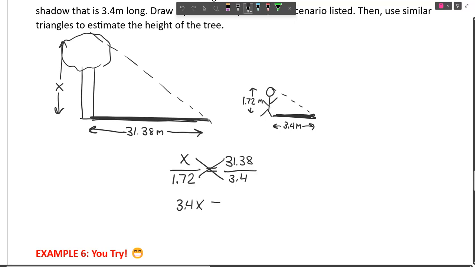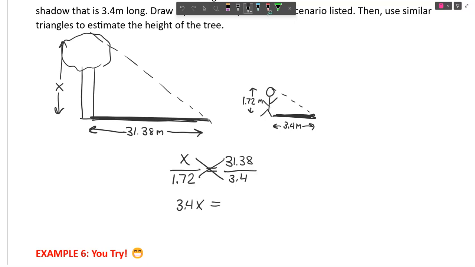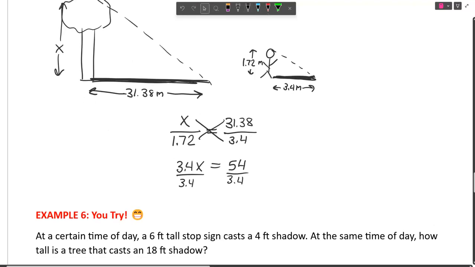So we get 3.4x for my first cross product. 1.72 times 31.38 is going to give me 53.9736. We could probably round that up to 54 if we want here, because 97 would just round up to 54. Divide both sides by 3.4. 54 divided by 3.4. And once again, rounding here is okay.